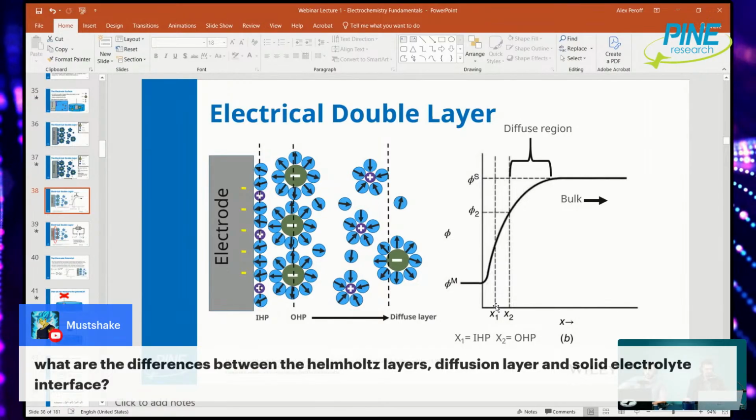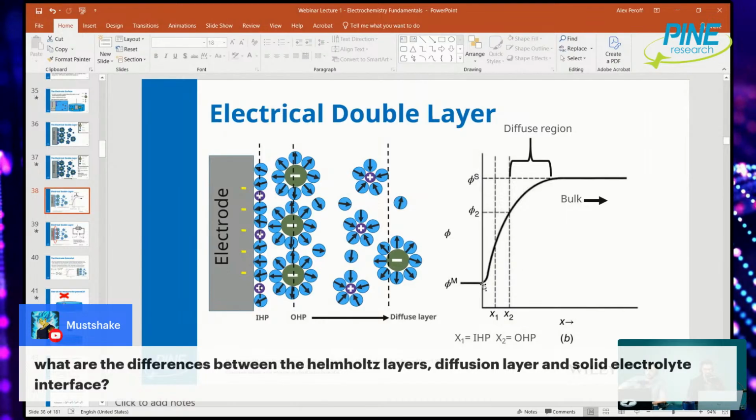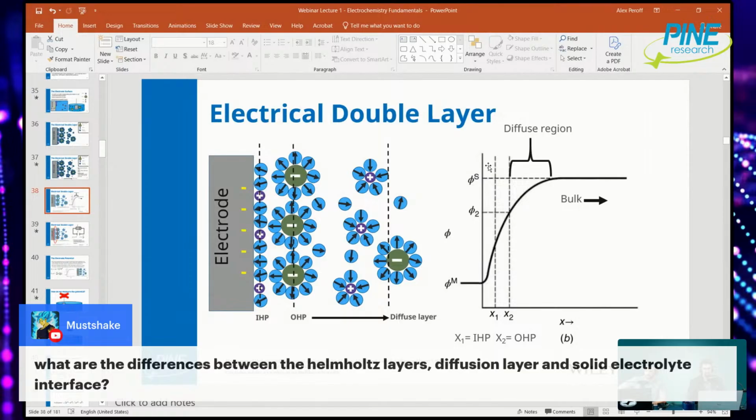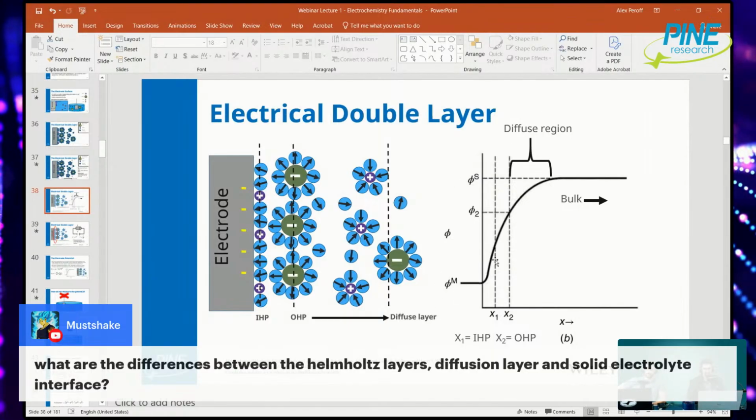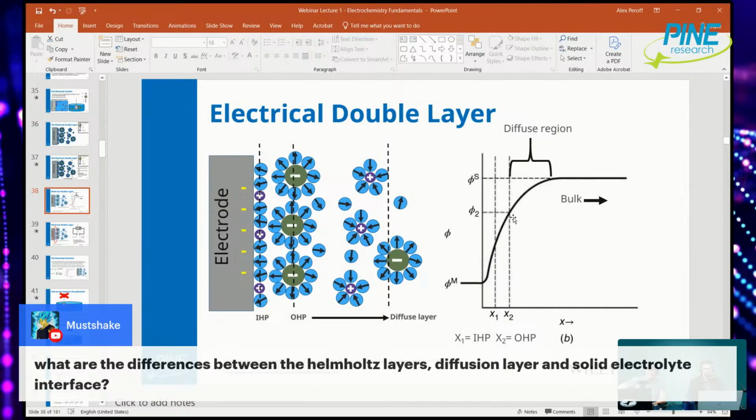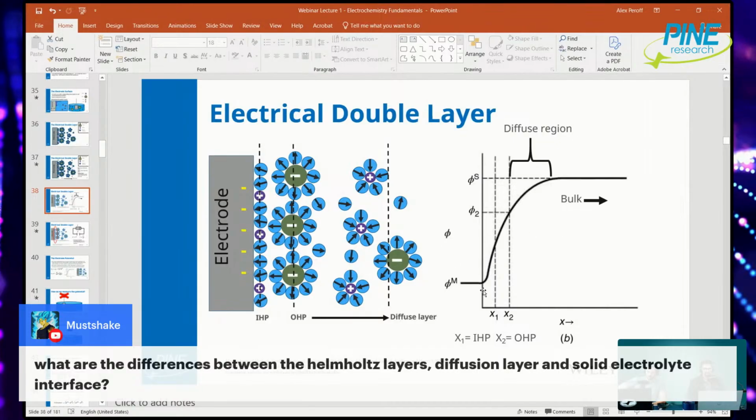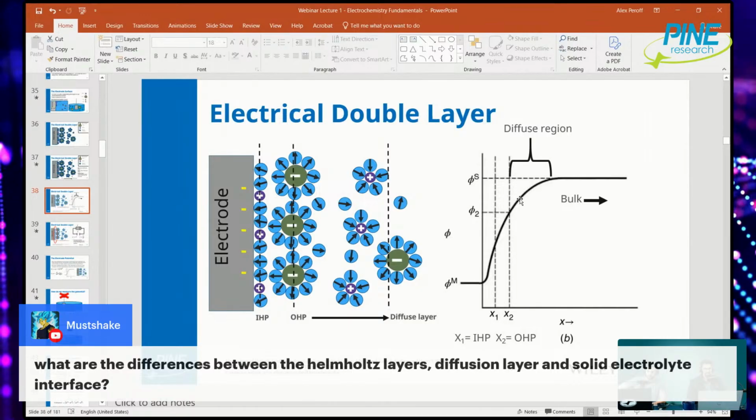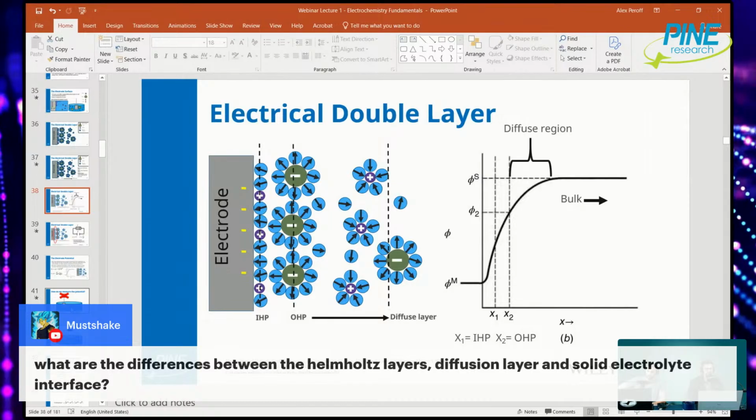This is from Bard and Faulkner, Electrochemical Methods, Fundamentals and Applications, the 3rd edition. It should be in the 1st and 2nd as well. I keep drawing this potential of the metal, potential of the solution. And this is what the double layer is. These are the distances and just how the potential changes across the electrode interface. There's a diffuse layer, not to be confused with the diffusion layer.